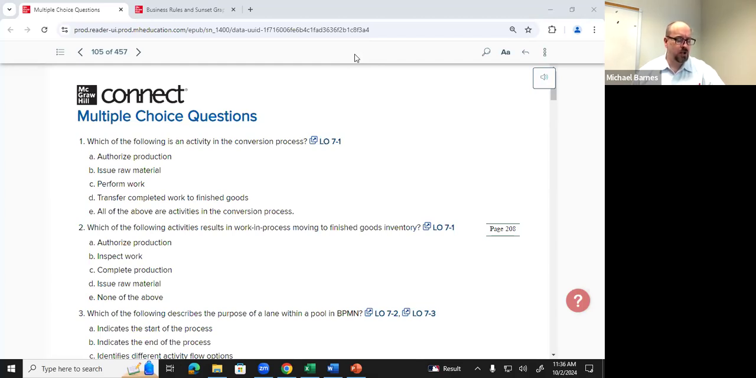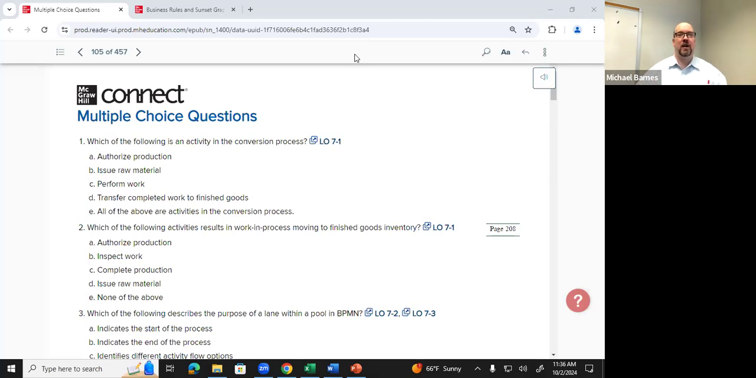Question number 2 is more like the type of question that I would ask on the exam. Remember, we talked about the activities model for the BPMN diagram. There were only 4 activities. But one of the most important aspects of that model is understanding where the transactions lie on that activities diagram. And this specifically asks about a particular transaction: which of the following activities results in work in process moving to finished goods inventory? So the transaction is debit finished goods inventory, credit work in process inventory.